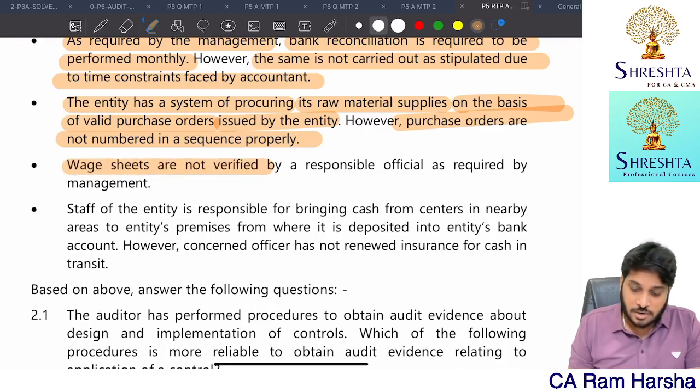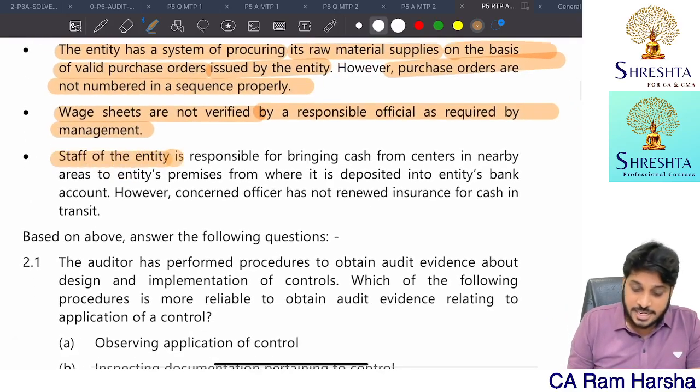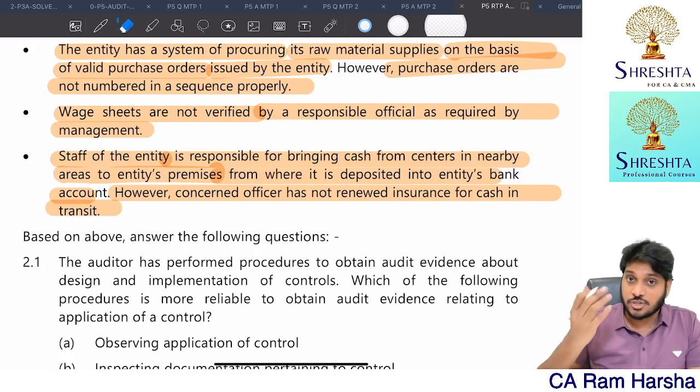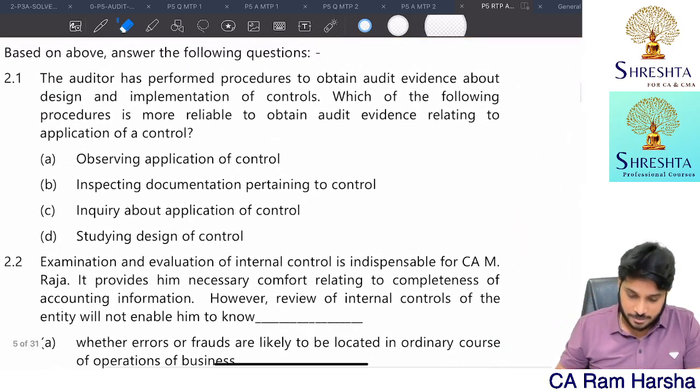Wages sheets are not verified by the responsible official as required. That's a deficiency. Staff of the entity is responsible for bringing cash from centers in nearby areas to the entity's premises, from where it has to be deposited. However, the concerned staff has not renewed insurance. Okay, cash transit insurance they have not taken. These are the issues we have identified.